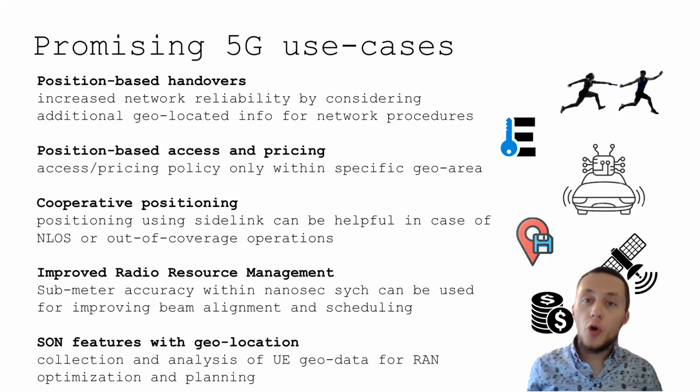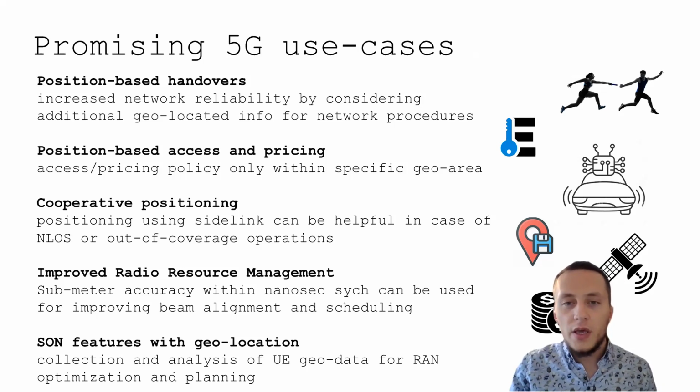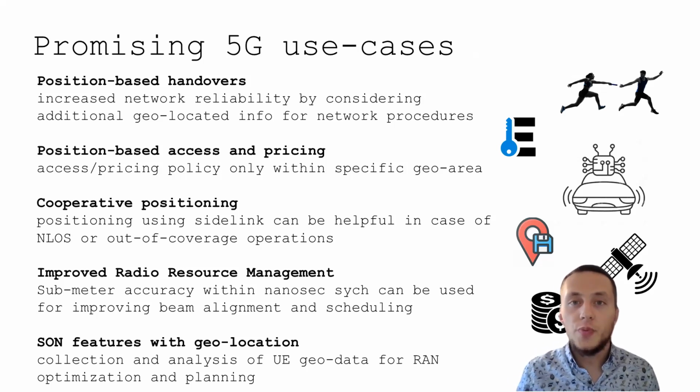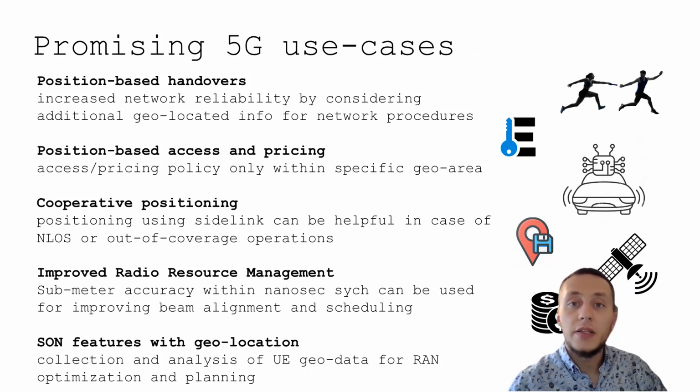Now let's talk about promising 5G use cases. Of course, this is obvious if we are able to achieve pretty good accuracy and if we have beamforming techniques, so it is possible to perform position-based handovers or network procedures based on geolocation information from user equipment, which may increase the reliability of the network. Also, we can apply position-based access and pricing. It means that a specific access or pricing policy can apply within a specific area.